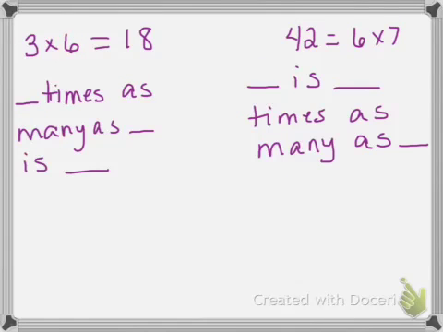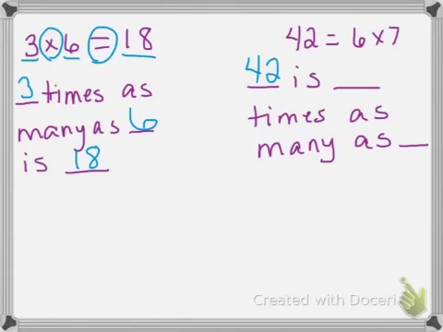Now, this comes up sometimes like this, where we have to fill in the blanks. And again, I told the kids just follow the order it's written in. So, 3 times as many as 6 is 18. The same thing here. 42 is 6 times as many as 7.